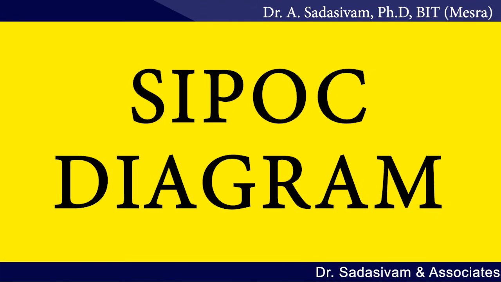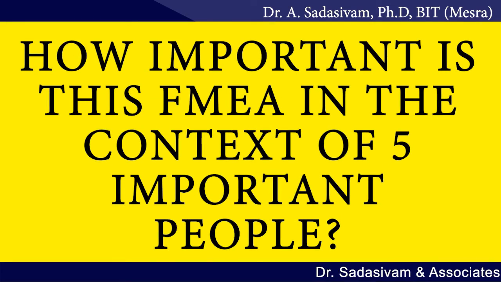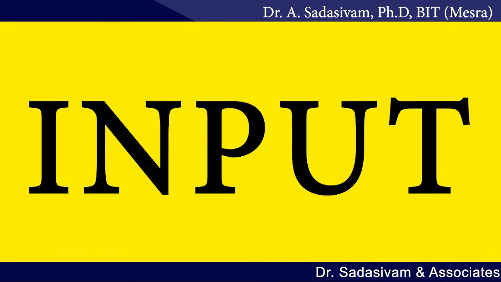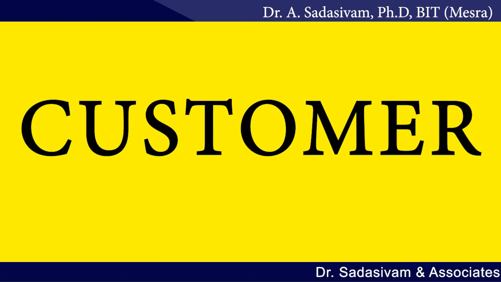And then we will also be talking about a SIPOC diagram, S-I-P-O-C. I'm sure the concept is not new. I'm sure you must have learned this concept through other means, through some other words. But just to show how important it is in the context of FMEA, it covers five important elements. One is your suppliers: what is the quality of material they are supplying you? Second, the inputs. Third, process. Fourth is output. And then finally, the customer.